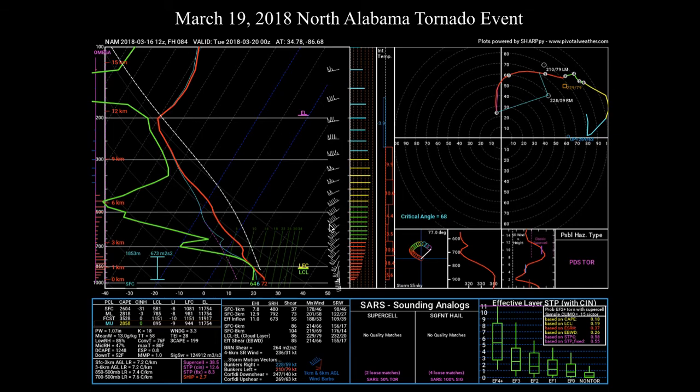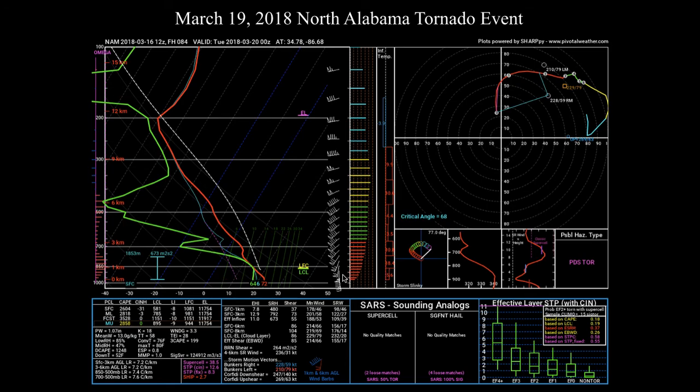So let's take a look at a case where we had a pretty high-end tornado event over North Alabama. This was the event that occurred March 19, 2018. And if you take a look at the sounding, we have pretty much all of the features that we had on the previous slide. The only thing that you can't diagnose from a sounding is the storm mode. If you want to diagnose isolated versus linear storm mode, you have to take a look at the synoptic scale setup, and we'll talk about that towards the end of the lecture.